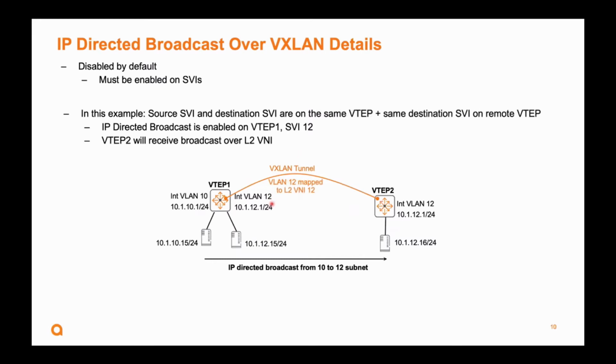Another example, you can see VTAP1 has both the source and destination subnets SVIs. So 10 and 12 are on VTAP1. VTAP2 also has VLAN 12. So the broadcast is actually sent via L2 VNI for VLAN 12, mapped to VNI 12 in this example. So in this case, because the destination is also on VTAP1, you basically enable it on VTAP1 SVI 12. Okay, so you always enable it on the destination. If the destination exists here, similar to the source, you just enable it here, and this remote VTAP will receive the broadcast as well because it has a layer 2 VNI.